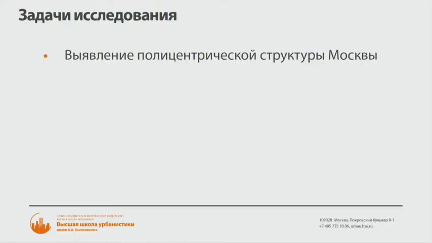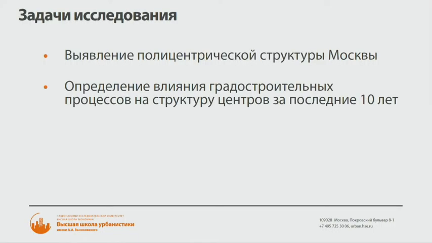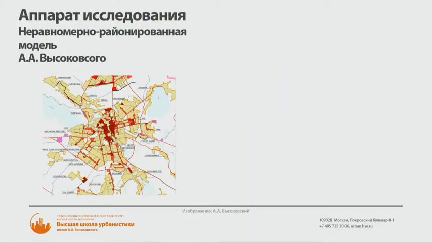So basically, transport flows are optimized. The functionality of the city is more diversified. There are more services in the cities. So our goal was to define the polycentric structure of Moscow, to see how you can connect the new development of Moscow to the polycentricity and define the characteristics of these centers.